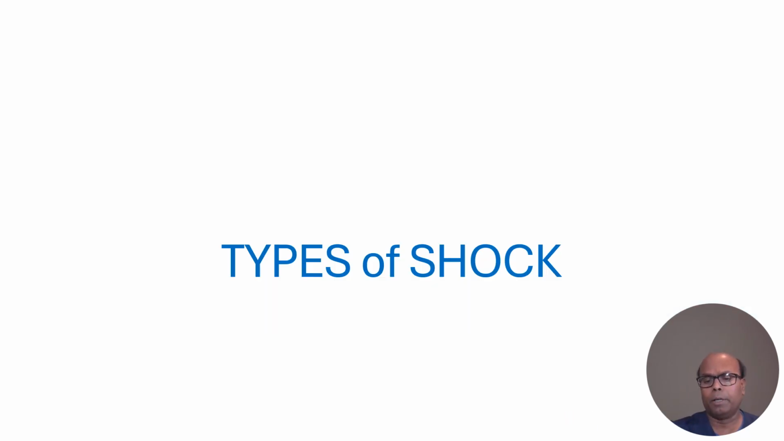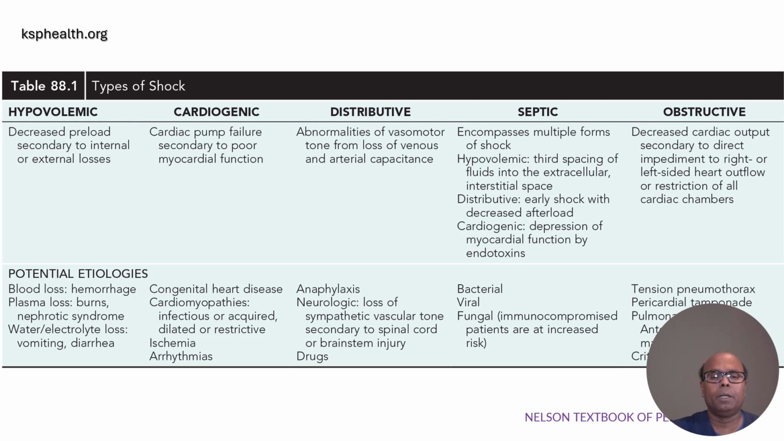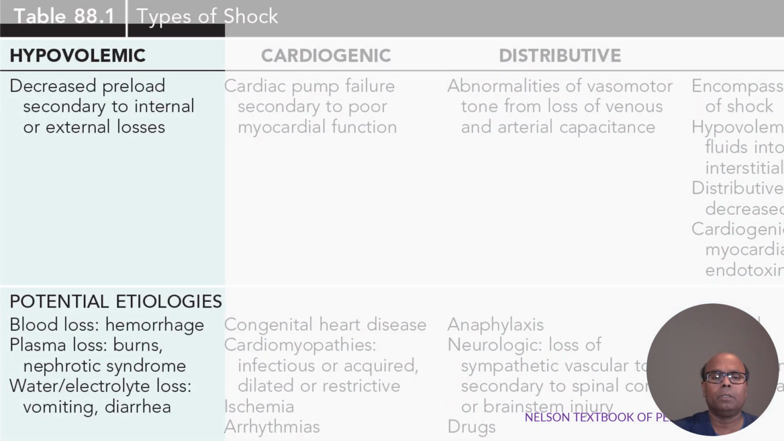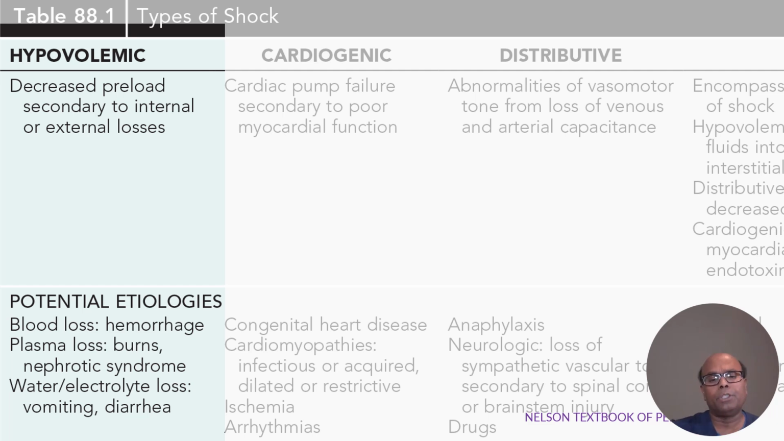So what are the types of shock? There are 5 of them, namely hypovolemic. In hypovolemic shock, there is a decreased preload secondary to either internal or external losses. Internal loss could be hemorrhage or sometimes fluid loss within the gut or within the abdomen. Plasma loss like burns, nephrotic syndrome, and vomiting and diarrhea cause fluid loss.